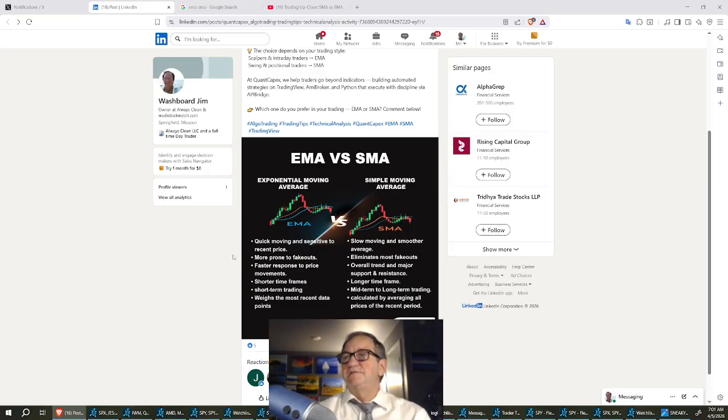EMAs, SMAs are a slow-moving, much smoother average, which eliminates most fakeouts. So if you're a long-term swing trader, you want to trade off them moving averages, and if you break them, you'd probably want to sell, or buy at support. So they are major support and resistance levels. So you've got to know how to use them both ways when buying and selling.